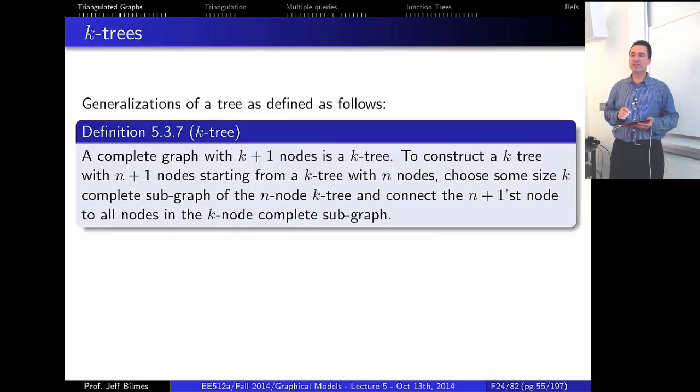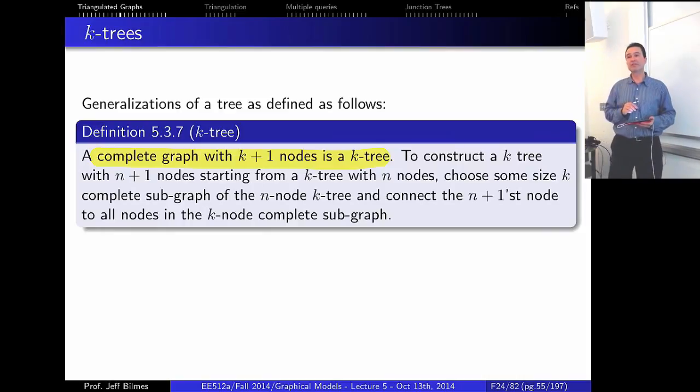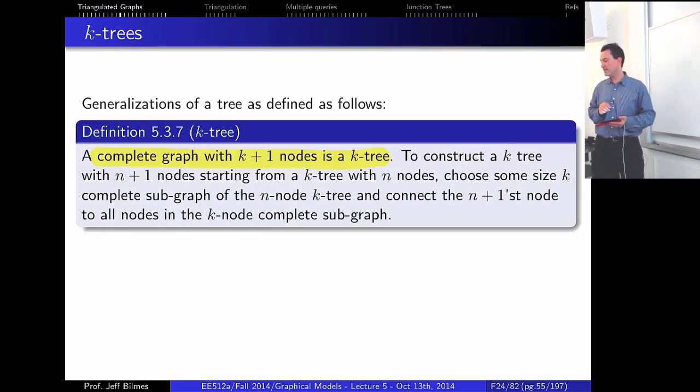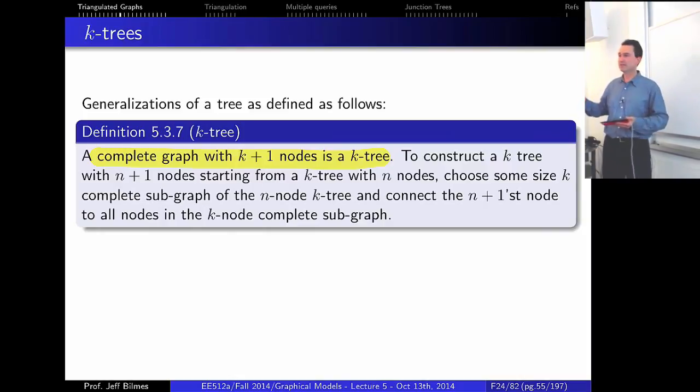And then a K-tree is generated as follows. This is one definition of a K-tree. Any clique of size K plus 1 is a K-tree. Then to generate a K-tree with n plus 1 nodes, starting with a K-tree with n nodes, we take a new node, the n plus first node, and we connect it to any set of K nodes in the existing graph that's already complete.